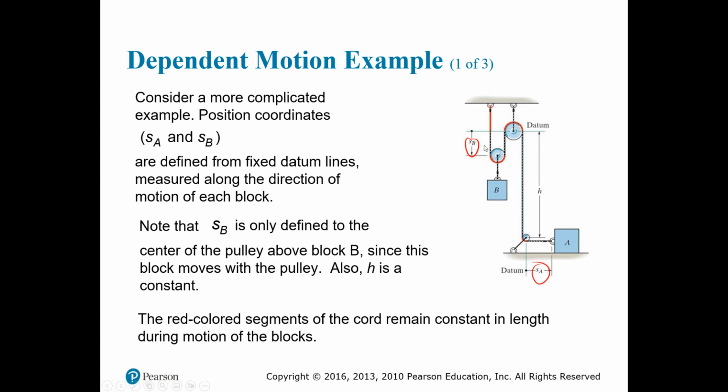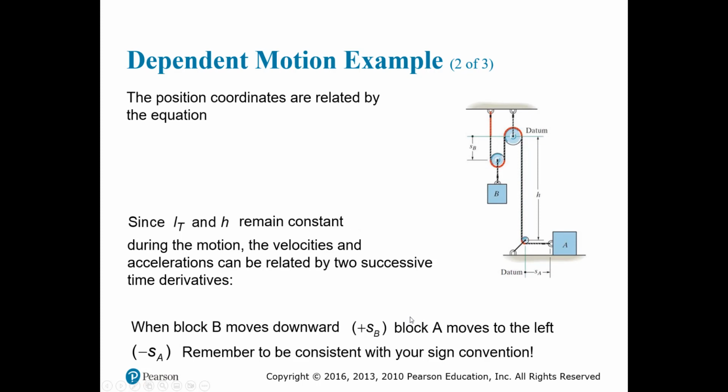Position coordinates SA and SB, as you can see here, are defined from fixed datum lines that are placed right here on the top and right here on the pulley, measured along the direction of motion of each block. Note that SB is only defined to the center of the pulley above block B, since this block moves with the pulley. Also, H is a constant. The red segments of the cord remain constant in length during the motion of the blocks. So the position coordinates are related by the following equation.